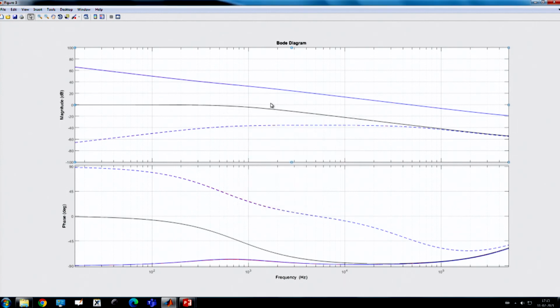This is the open loop output impedance, and in current mode control this is pretty high at low frequency because it is load resistance dependent, and the load resistance is 1 ohm, so it is 0 dB. But using closed loop you can reduce the output impedance significantly. Okay, all right. So like this.